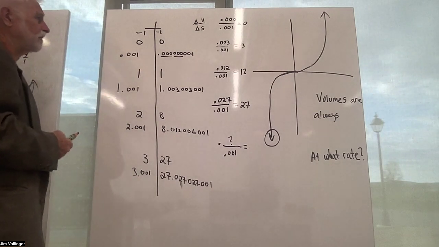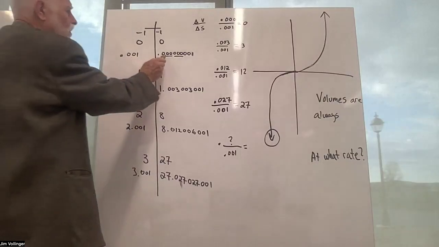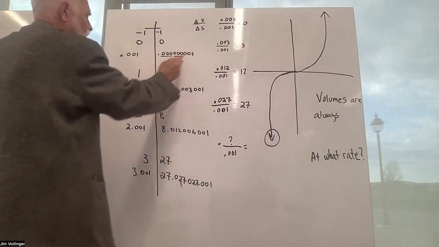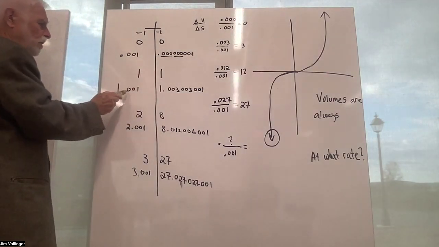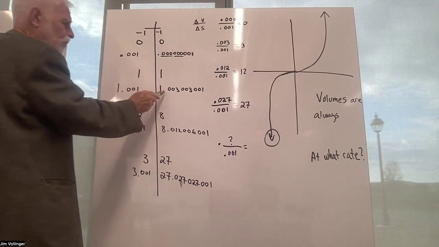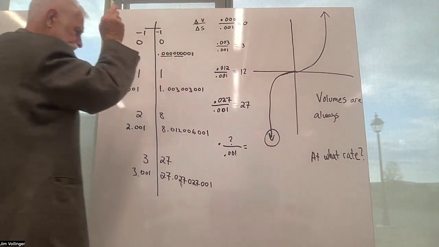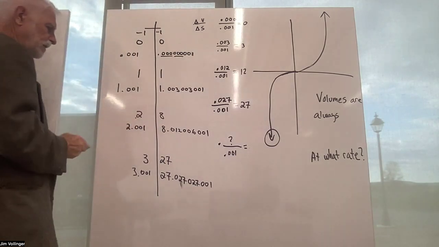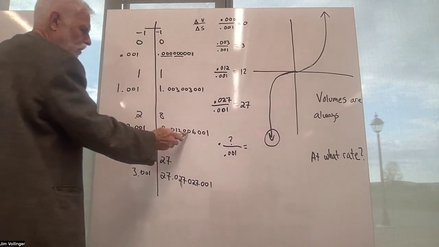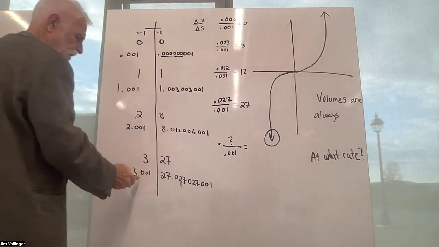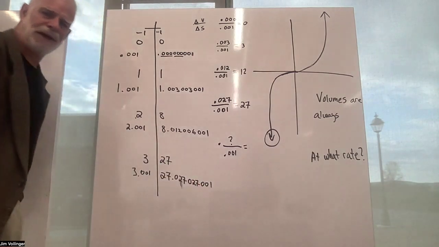The dimensions of our box, of our perfect box. If I cube 0.001, I get 0.000000001. And if I cube 1, I get 1. But if I cube 1.001, I get 1.003003001. And if I cube 2, I get 8. And if I cube 2.001, I get 8.012006001. 3 gets me 27.027027001. There are some patterns here.